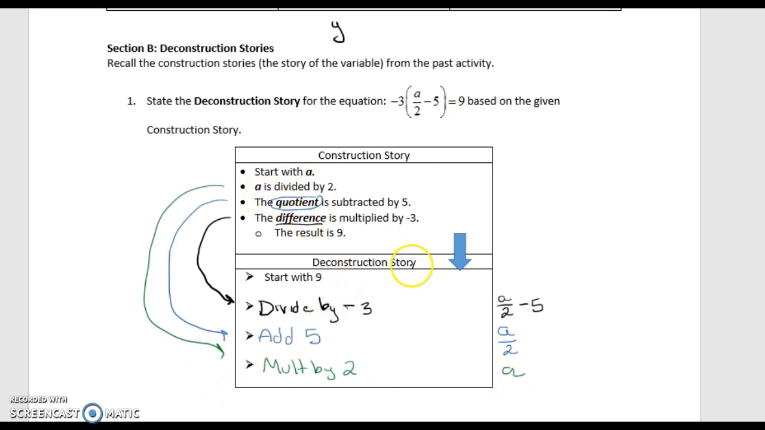The deconstruction story is simply reversing the steps of what we did with the construction story. Whatever we're left with are these verbal statements: a, which is the variable we started with, the quotient, and the difference, is exactly what we're going to be left with over here.